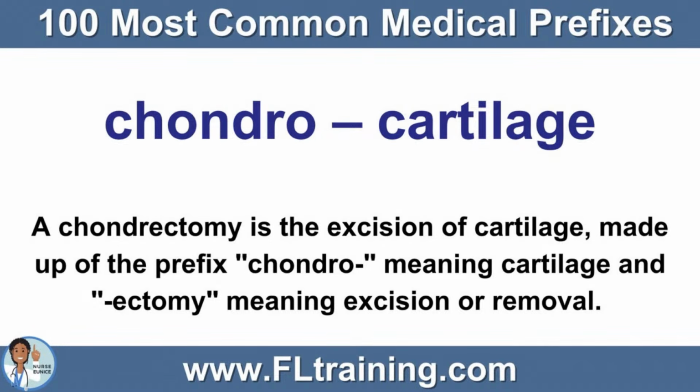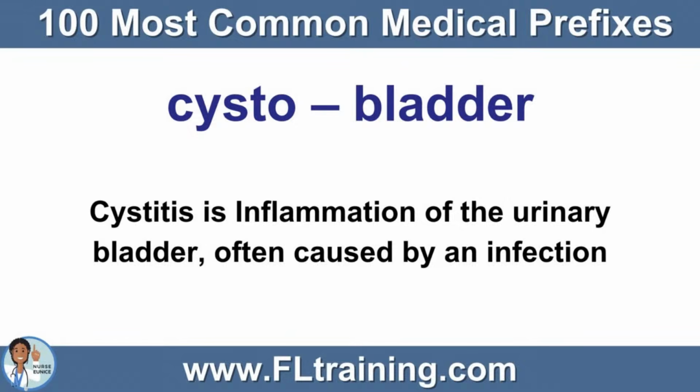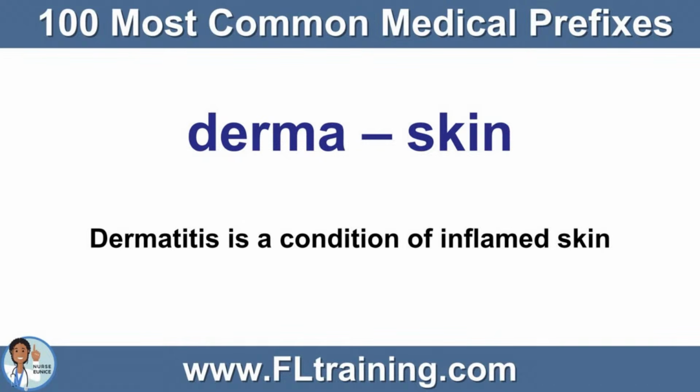Our next medical prefix is going to be chondro. Chondro refers to cartilage. So, a chondrectomy is the excision of cartilage made up of the prefix chondro, meaning cartilage, and ectomy is the suffix, which means to excise or to remove. Cysto refers to bladder. So, cystitis is inflammation of the urinary bladder, often caused by an infection. Derma means skin. So, dermatitis is a condition of inflamed skin.